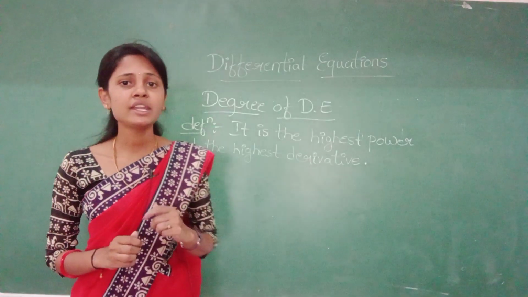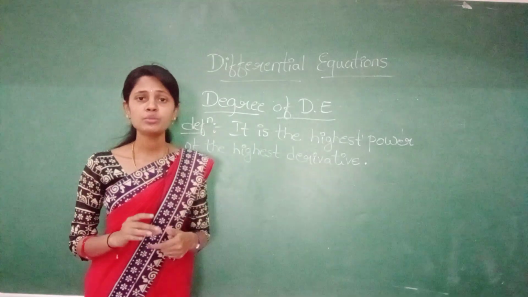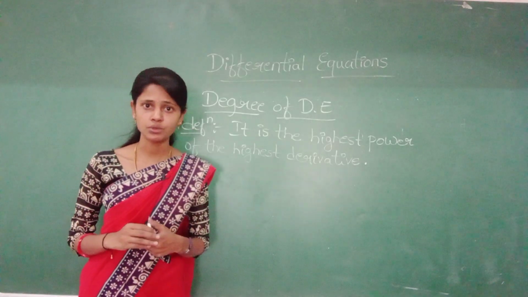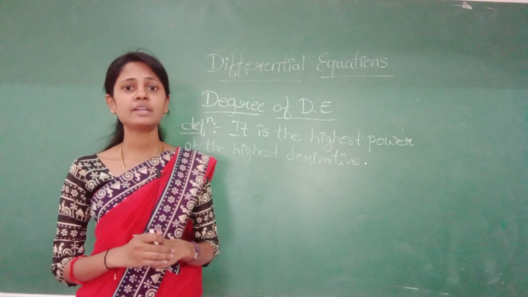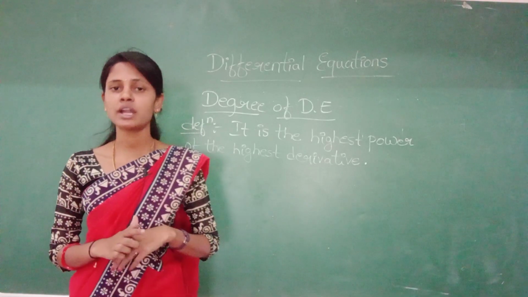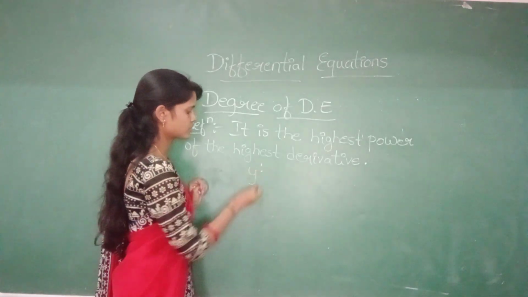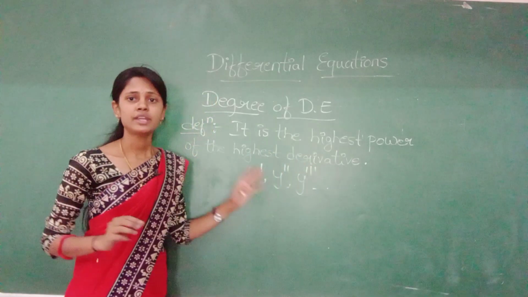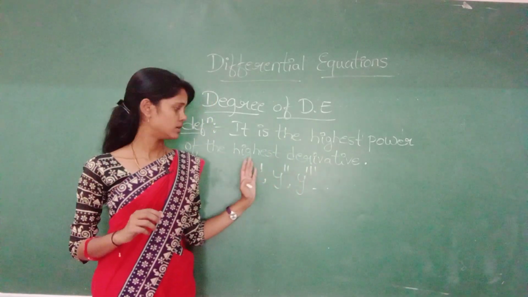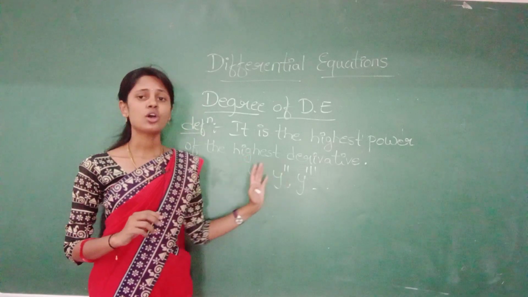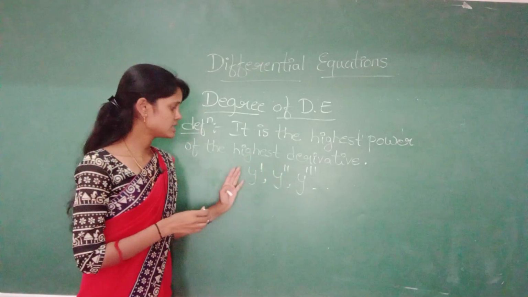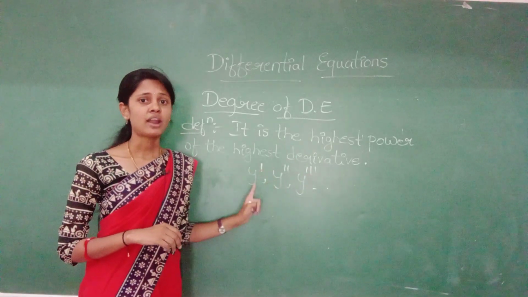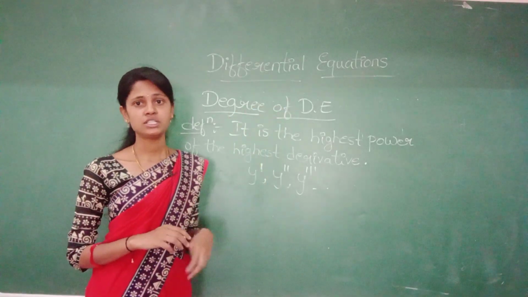And while writing the degree of the differential equation, we must observe that the equation must be a polynomial in derivatives. Polynomial in derivatives means that the equation must contain y dash, y double dash, y triple dash and so on as derivatives. So this type of equation, or the equation containing these derivatives y dash, y double dash and y triple dash, then only we can write the degree of the differential equation.